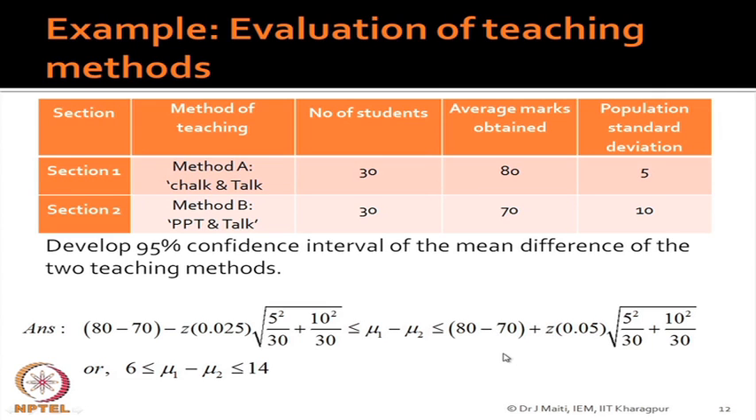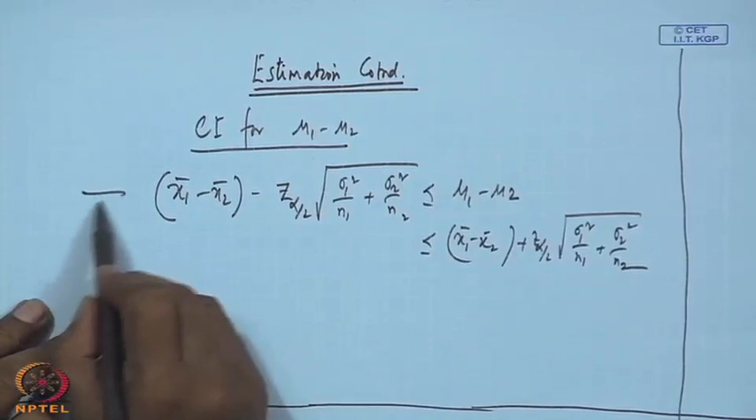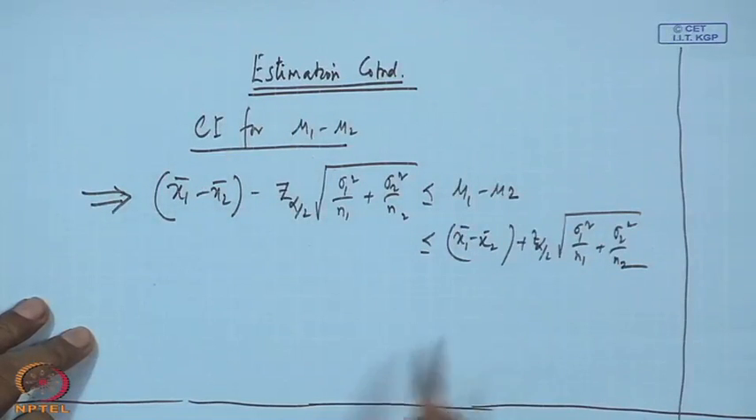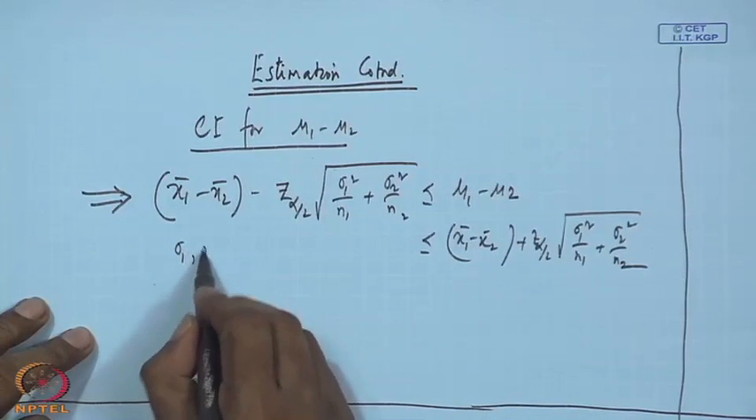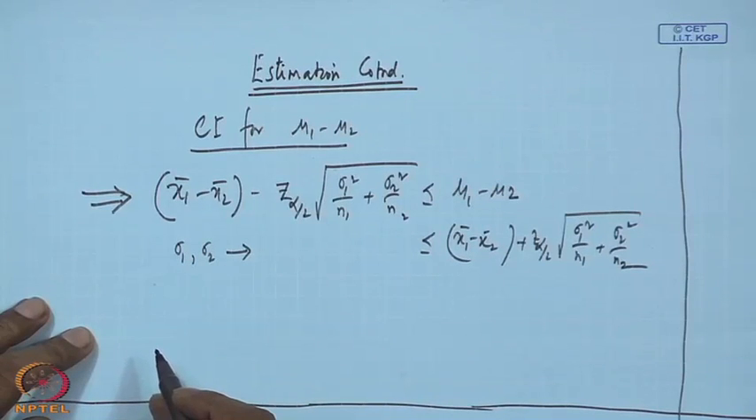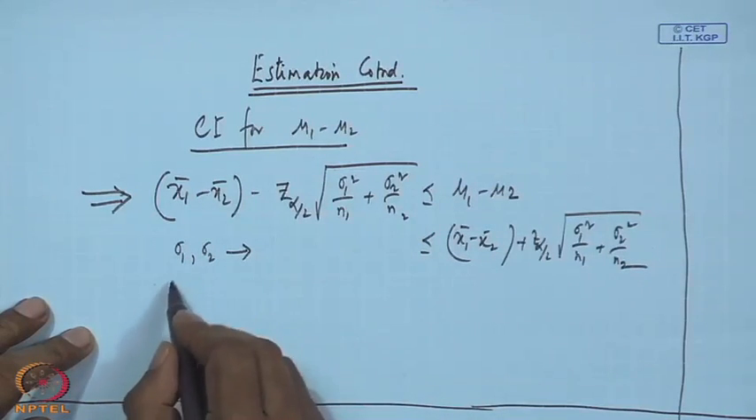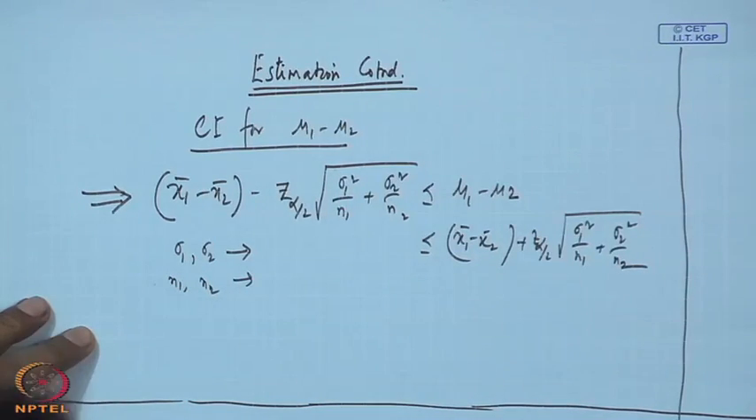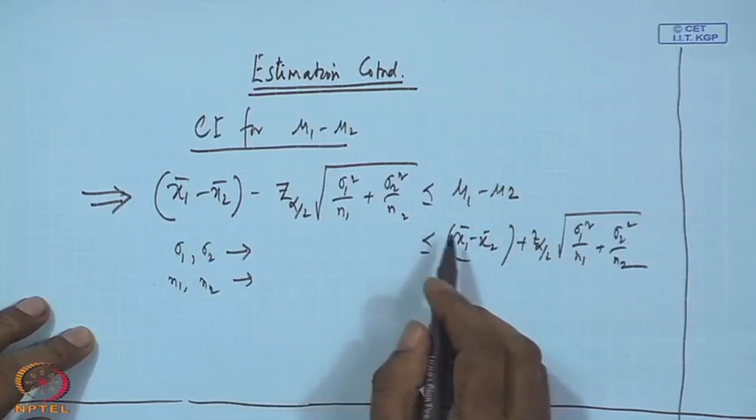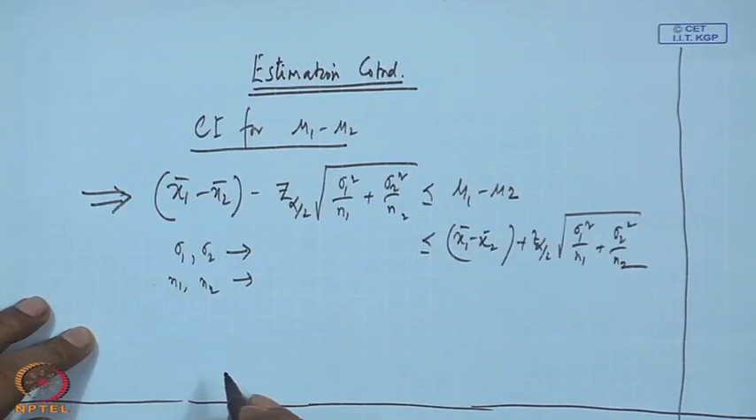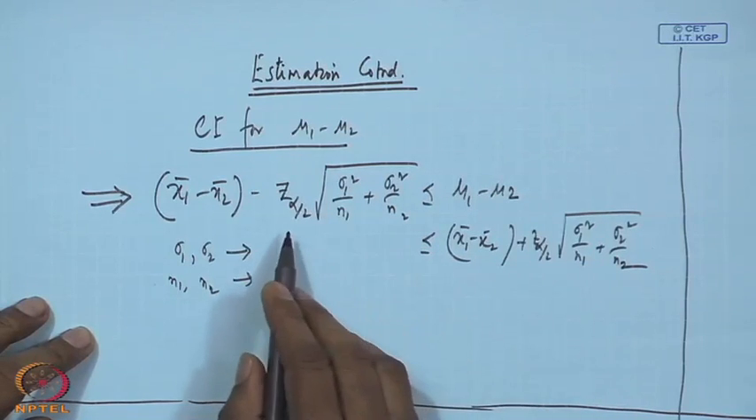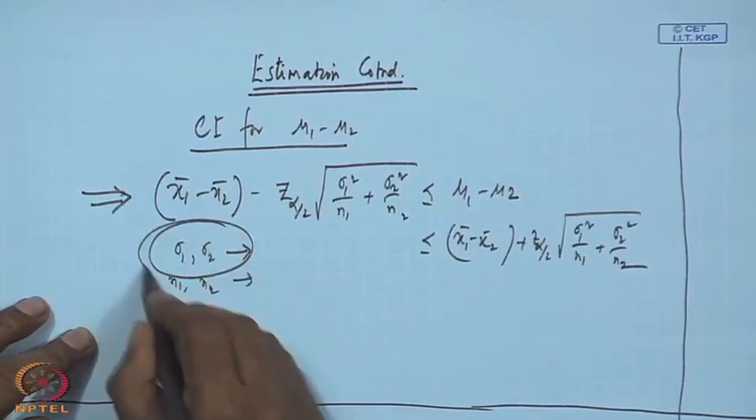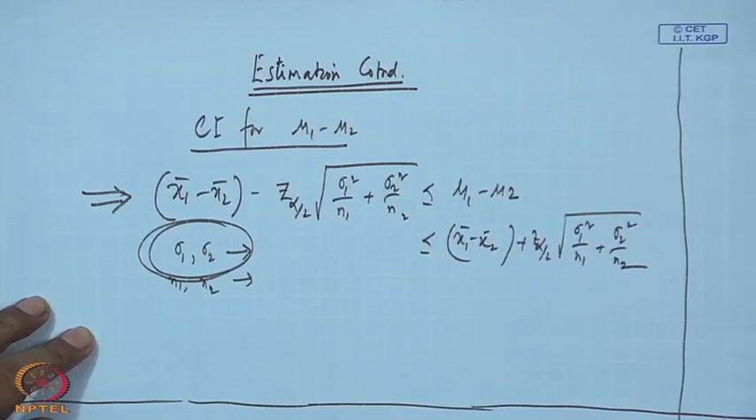So, using this formula, what are the prerequisites, what are the conditions? Conditions are many. First of all, sigma 1 and sigma 2 must be known, and you will be collecting samples of sizes n1 and n2 from normal populations, but the difficulty arises in knowing sigma 1 and sigma 2.